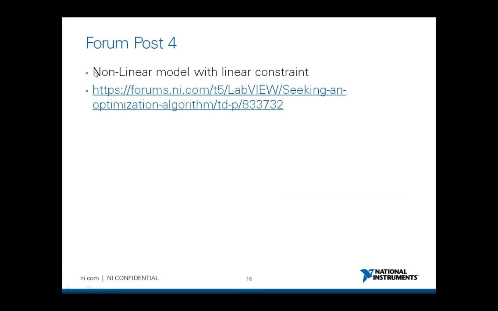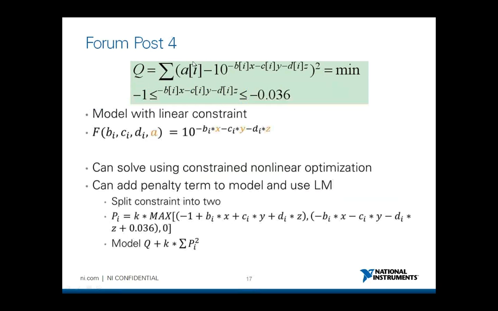So the next posting is another nonlinear model with a linear constraint. So in this case, I can't be clever and incorporate the constraint directly into the model. So this is a little bit harder problem, but it is doable. This is a graphic that was part of the original posting here. So what the poster was asking for was to minimize this Q function.